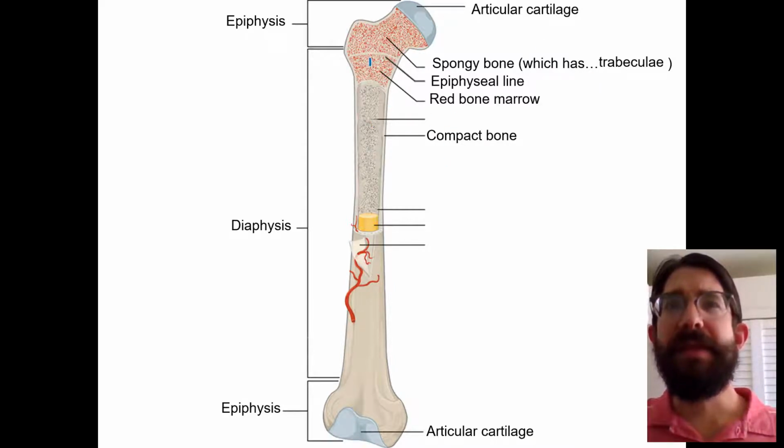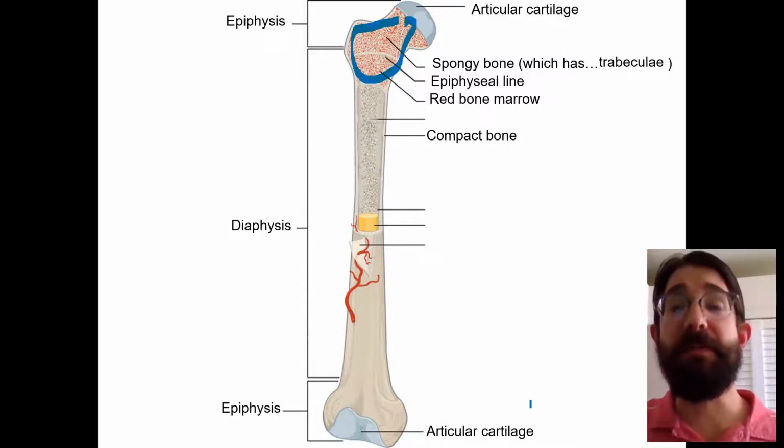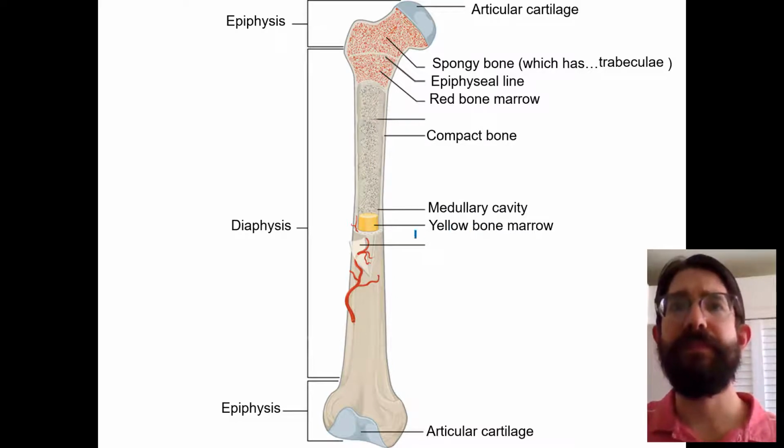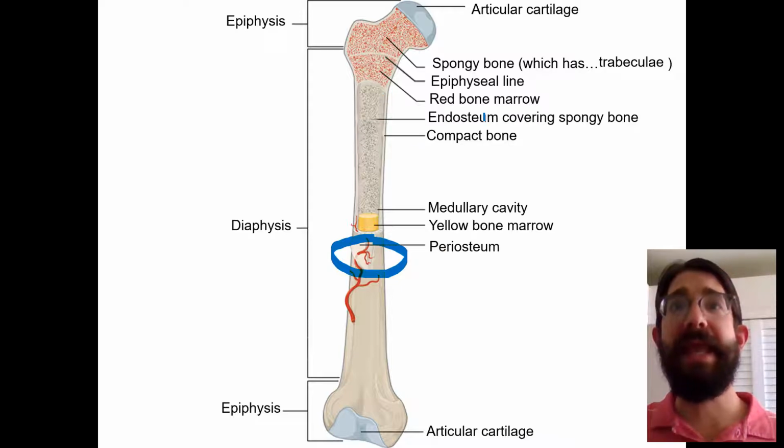Now the thing is that spongy bone will always have marrow in it. So there's red bone marrow in the epiphyses of an adult, yellow bone marrow in the diaphysis, because all of this is spongy bone too. Remember, spongy bone lines the medullary cavity. And then if you've got all that done, all we need to finish with are the membranes of the bone. Periosteum is the outer layer, and then the endosteum is lining the spongy bone.